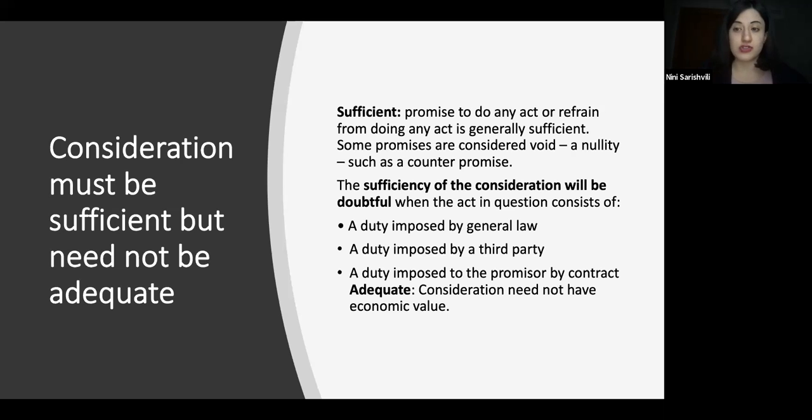The sufficiency of the consideration will be doubtful when the act in question consists of a duty imposed by general law, a duty imposed by a third party, a duty imposed to the promisor by contract. So basically what it means is that consideration cannot be something that is a duty imposed by general law. So if the promisee just fulfills his or her duty under the law, that cannot be consideration. It has to be something else. Even if it's a contractual duty imposed by someone else, that is also not a good consideration. It has to be something else.